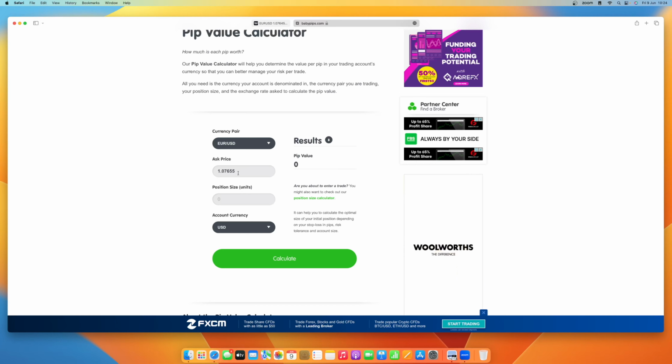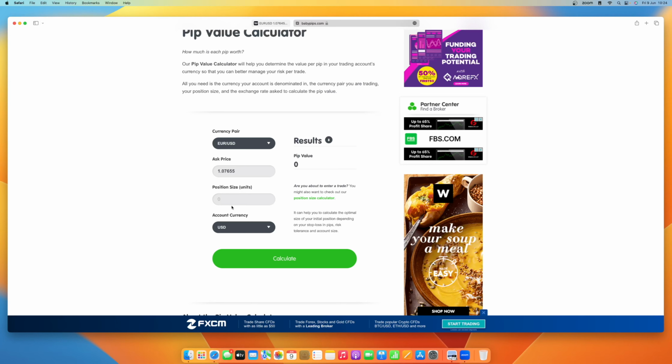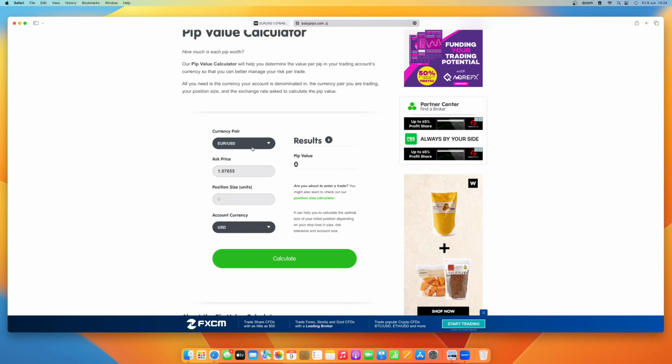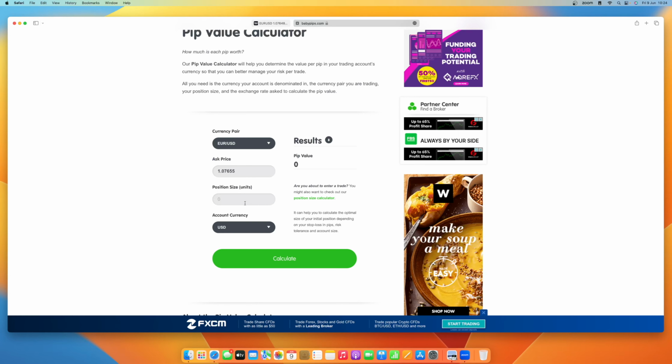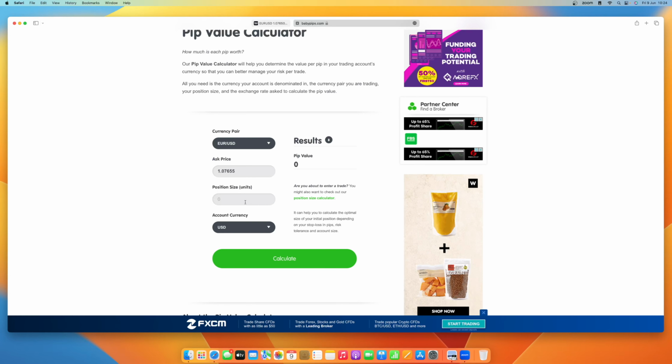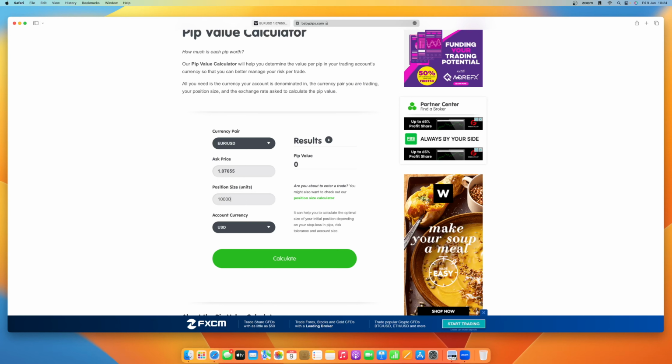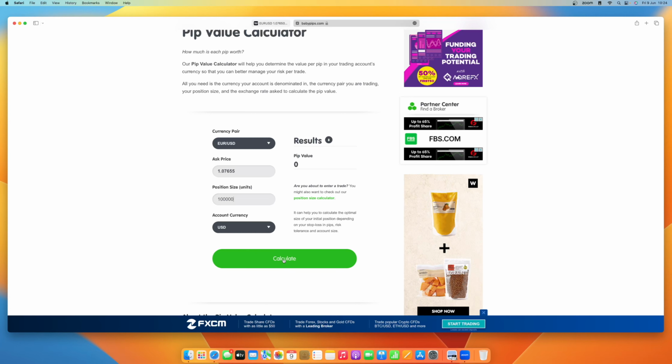The only thing you need to fill is number one, choose the currency you want to trade. There's a lot of them. And then the next thing is your position size. That is the unit, 100,000. So you just put 100,000 and then you click calculate. That's all you need. And then it's going to give you the pip value, which is 10.